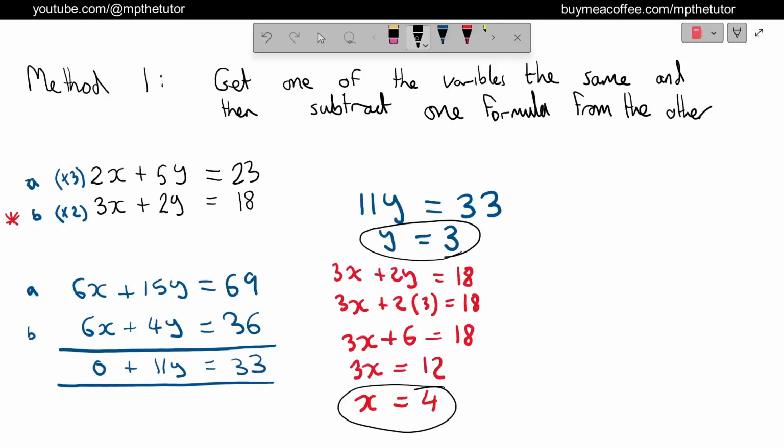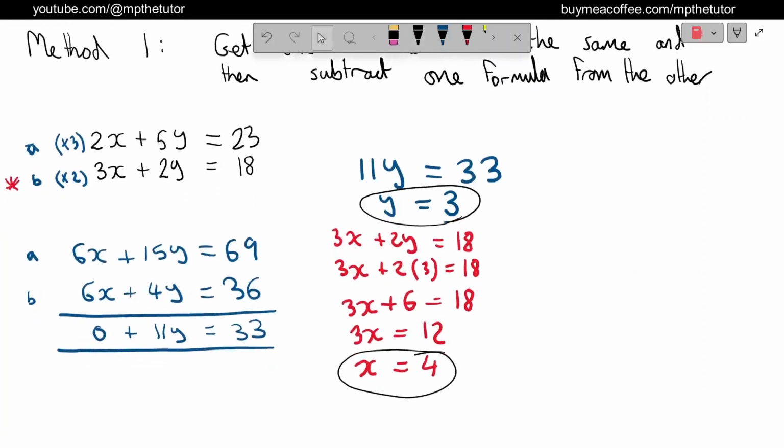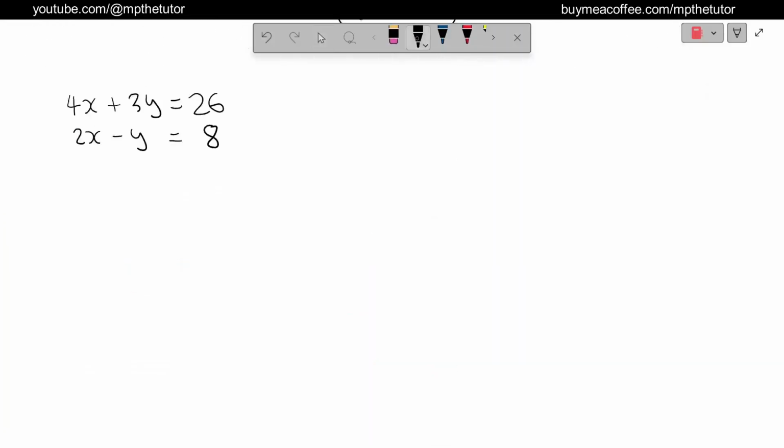So what we're doing is we make one of our variables the same, we subtract one from the other. That will get rid of one of our variables. So in this case, it got rid of the x's. And then you replace it back in. So you work them out and place it in. And then you get y is 3 and you plug it back into the formula. Let's have a little look at this next one.